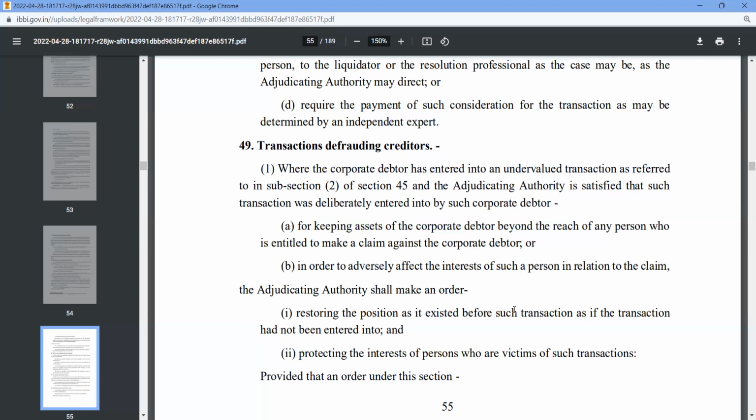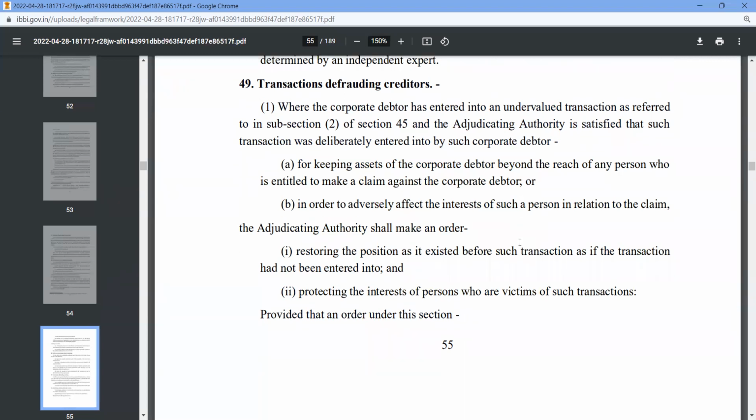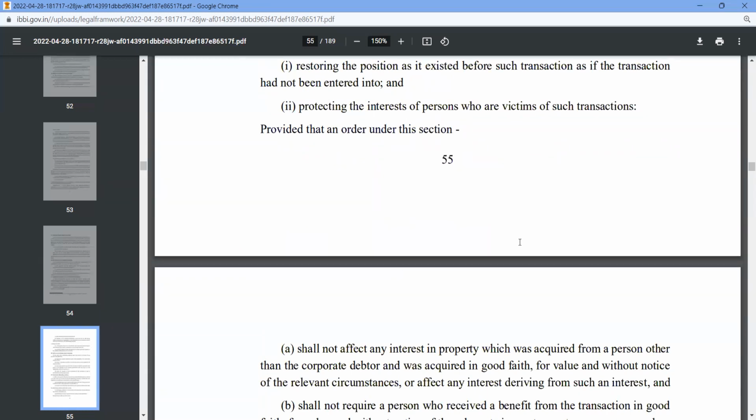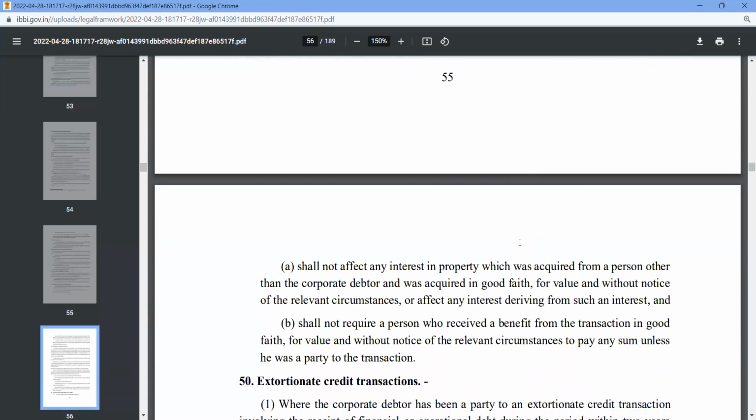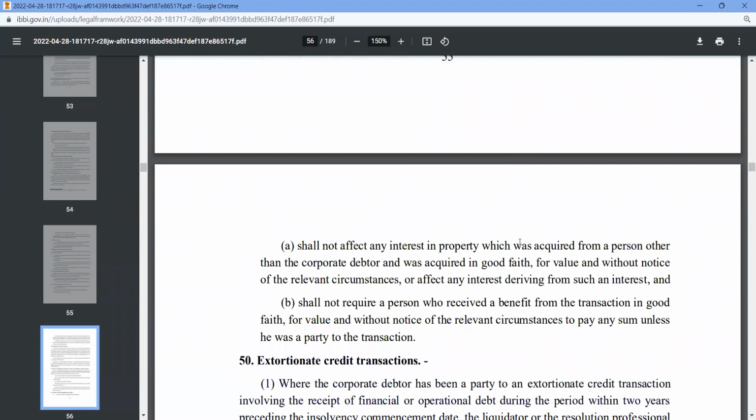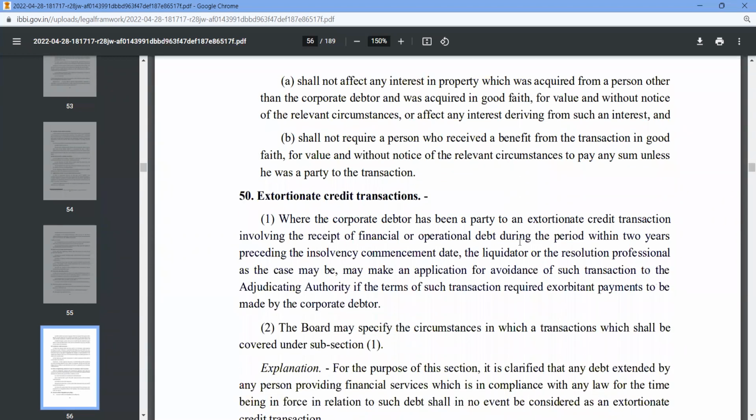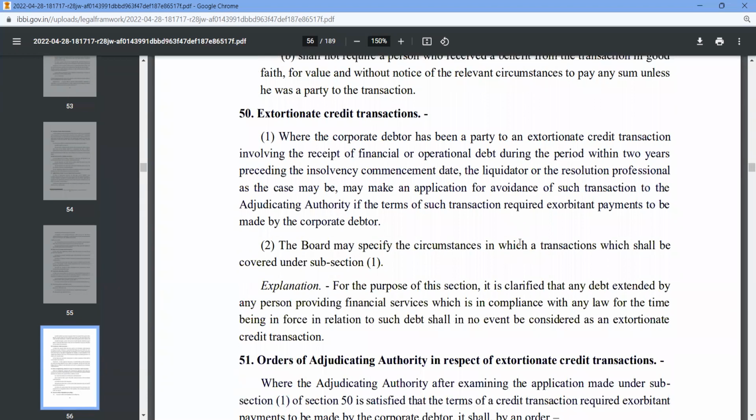So in this case, the corporate debtor has entered into an undervalued transaction as referred to in subsection 2 of section 45, and the adjudicating authority is satisfied that such transaction was deliberately entered into by such corporate debtor for keeping assets beyond the reach and in order to adversely affect. So then it will restore the position as it is, and it will protect the persons who are victims. But same the concept of acquired in good faith and for value, and it shall not require a person who received it. Now, extortionate. Extortionate may be regarding the financial or operational debt both.